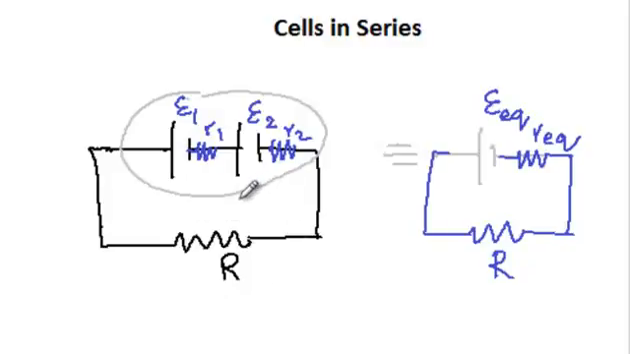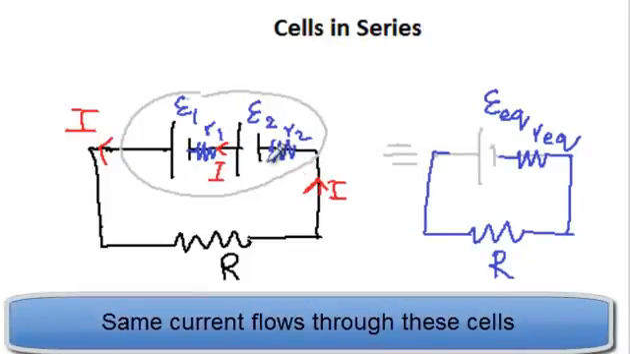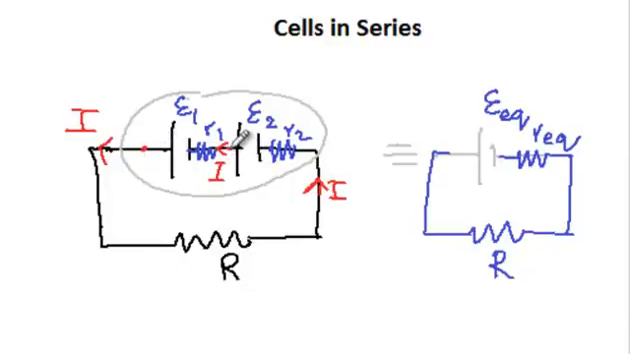Now let's take a look at the current and the potential difference across these cells. You can see that, let's say a current I flows in this direction because this is the positive terminal. So you have a current that flows in this direction in the circuit. So the current I which flows through both the cells is the same. But if you take a look at the potential difference, then you have a potential drop across this cell which we'll call V1, and you have a potential drop across the other cell which we'll call V2.